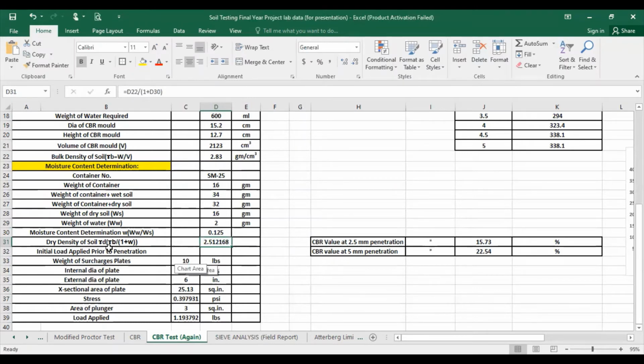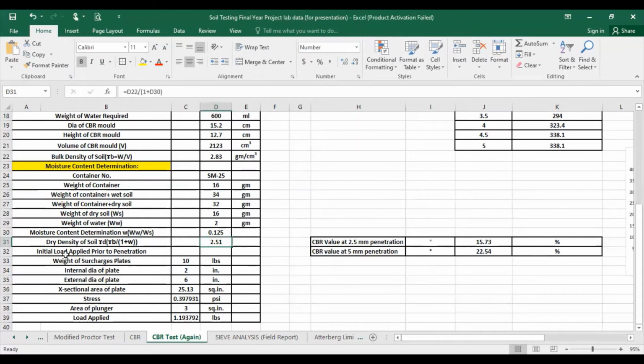Then dry density of soil, RD equals RB divided by 1 plus WW, we got it from here. And bulk density, we got it where? So 1 plus D30, this value, and bulk density we got it 2.83. So we put it D22. So you will get the value of dry density of soil. It is coming out to 2.5. So what we have to do, we should reduce the decimal places. So we will take decimals up to 2 places. It is dry density.